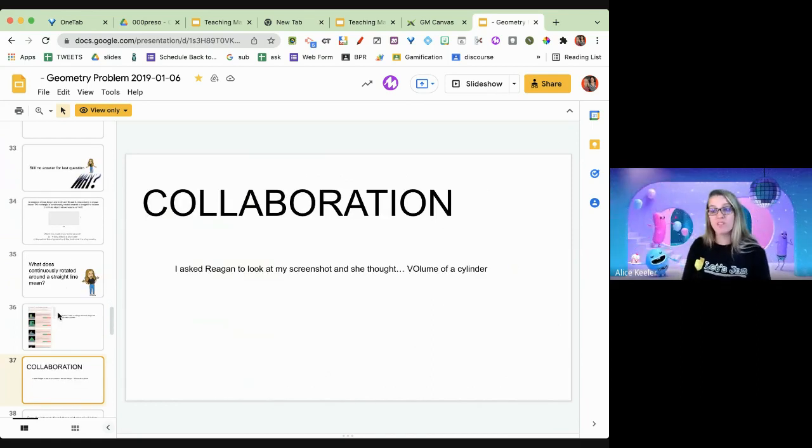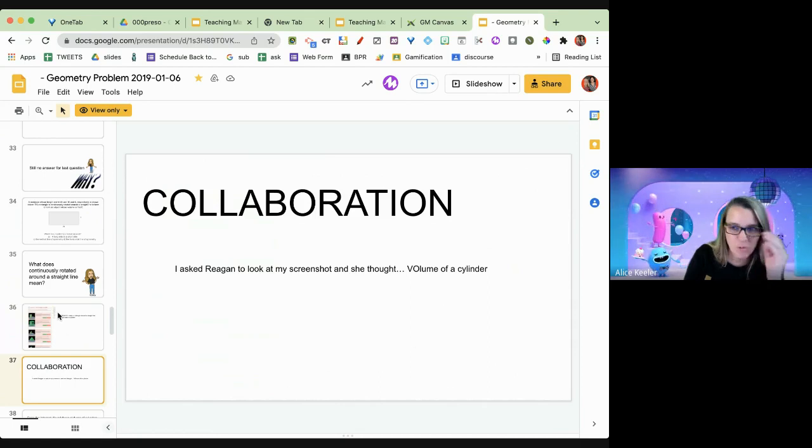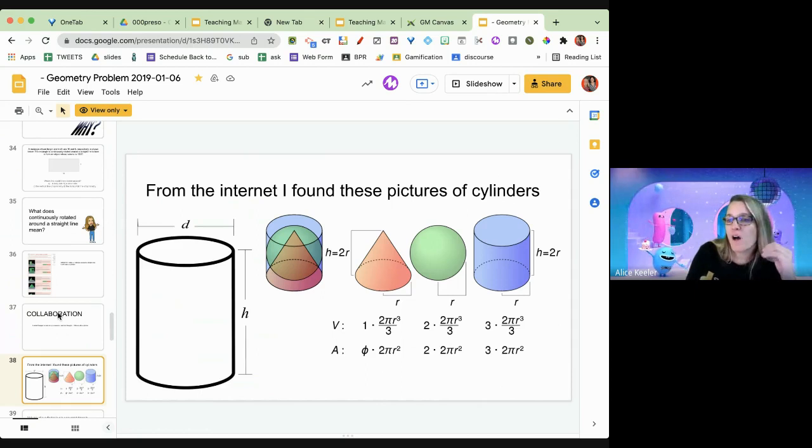All right, we have a rule, you have to collaborate. So you have to talk about it with somebody else. You have to. So she asked another student. And so the other student looked at the screenshot and said, well, I'd look up the volume. Well, how do I find the volume of a cylinder? How do you find the volume of a cylinder? You guys, so far, I've literally done this, just been sassy. Like, that's a good question. How would you find the volume of a cylinder?